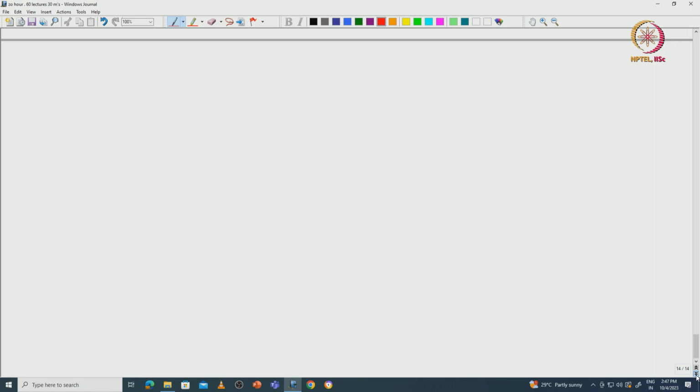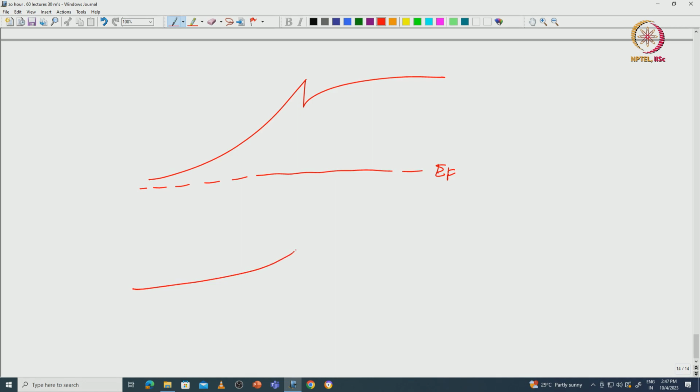Now, suppose I draw another heterojunction. Okay, suppose I have a heterojunction like this. This is your Fermi level which is constant, and then you have something like this. So this is n type of course, and this is p type and this is n type. This is your delta EV and this is your delta EC.